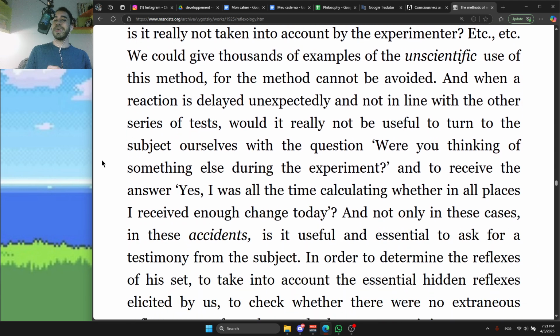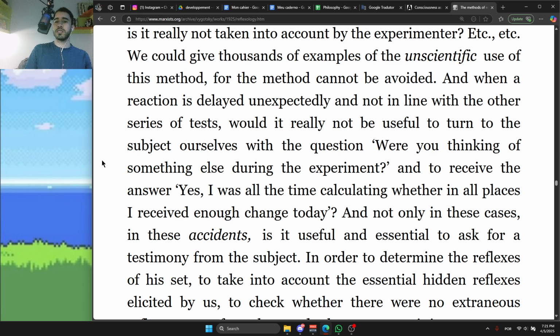And when a reaction is delayed unexpectedly and not in line with the other series of tests, would it really not be useful to turn to the subject ourselves with the question, were you thinking of something else during the experiment?